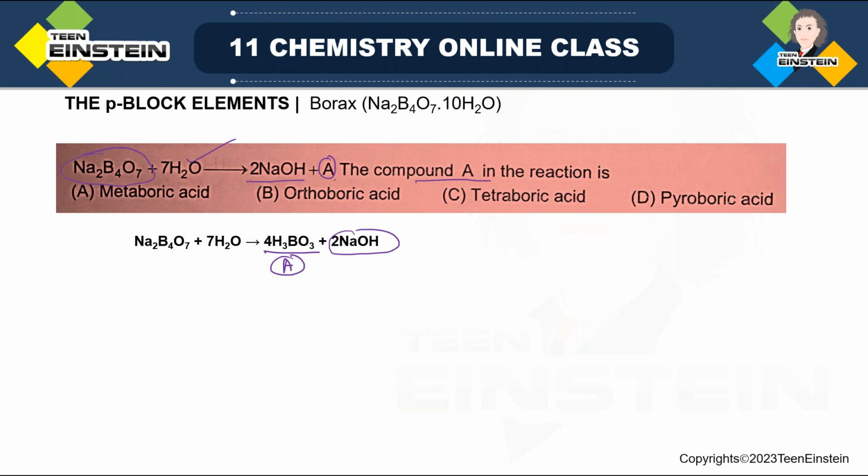So the correct option should be this one, but here you can see some other options are also mentioned. Metaboric acid, that is HBO2, is not correct, and pyroboric acid is basically H2B4O7, also called tetraboric acid. So these are different formulas, right? HBO2 is metaboric acid, and orthoboric acid is only H3BO3. So this is the correct option.